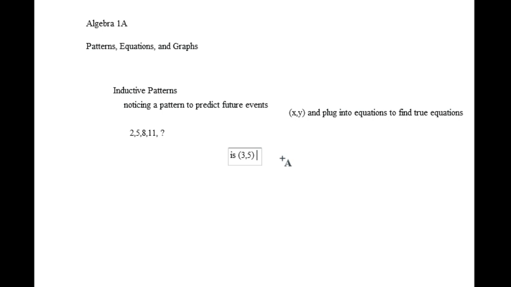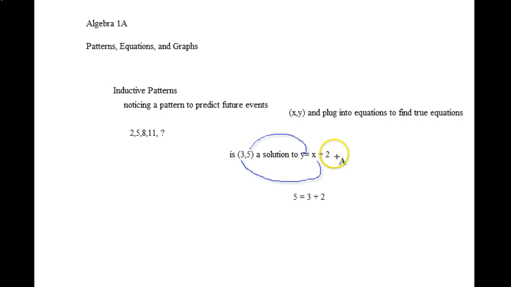Alright, so is (3, 5) a solution to y equals x plus 2? What you're going to do is plug in the x and the y. You're going to plug in the y, the 5 right here, and the x right here, and see if you get a true equation. And for those of you at home, if the suspense is killing you, yes, it is a true equation.